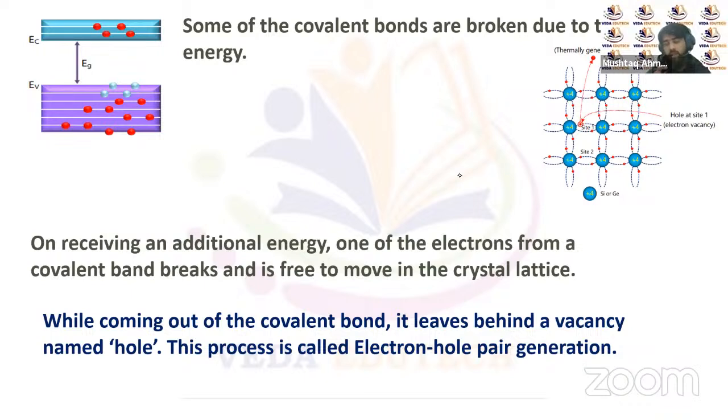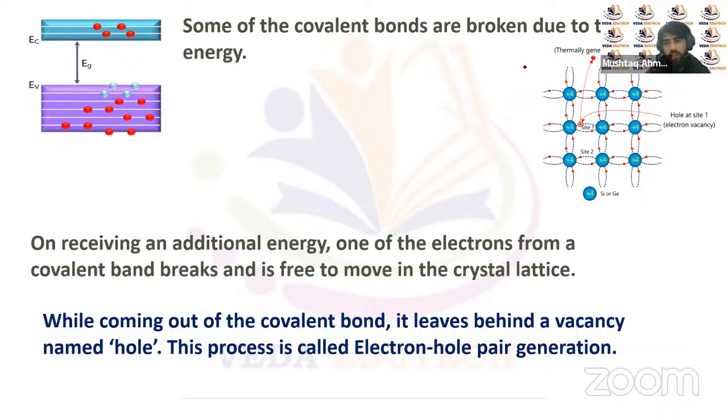the valency, or the number of valence electrons in case of silicon, is 4, right? The electronic configuration of the outermost shell of silicon is 3s2 and 3p2. There are 2 electrons in the p orbital and 2 electrons in the s orbital, right? So to complete its octet, silicon will try to make a bond with other silicon atoms in the same crystal. So the bond formation will be a covalent bond.